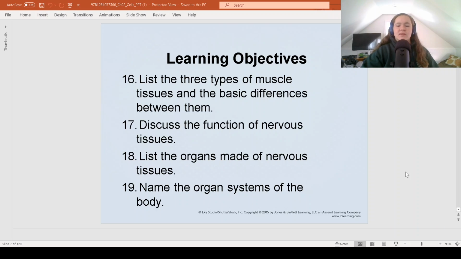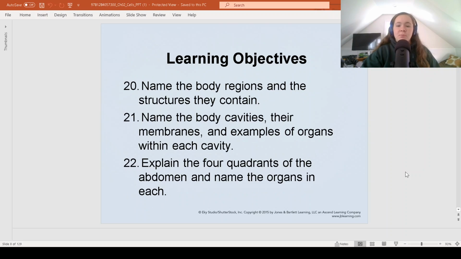Name the organ systems of the body. Name the body regions and the structures they contain. Name the body cavities, their membranes, and examples of organs with each cavity. Explain the 4 quadrants of the abdomen and name the organs in each.